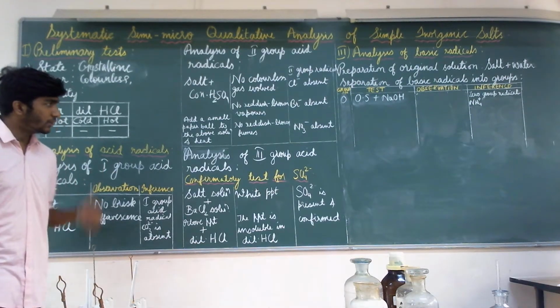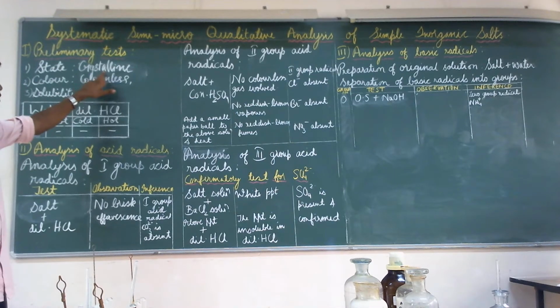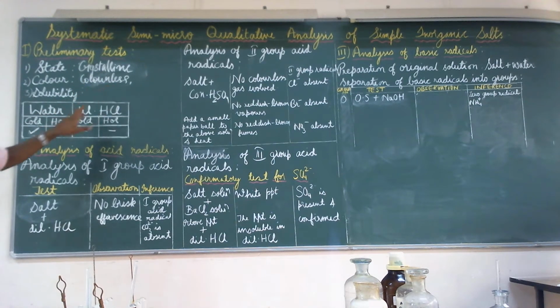So that's what I've written, people. Firstly, we started with the preliminary test. I told you the salt was crystalline in nature, hence crystalline. The color was colorless, and it was soluble in cold water, and hence I've ticked this box. Don't tick any of the box, or just don't cross any of the box. Just leave it blank, okay? Because if you are crossing it, I told you what it means in the previous video.